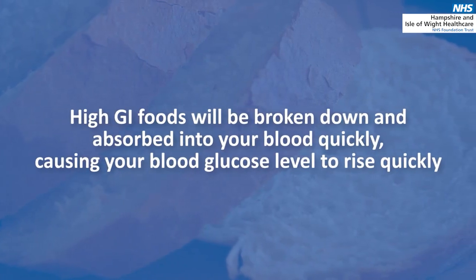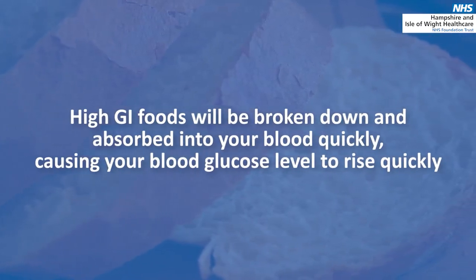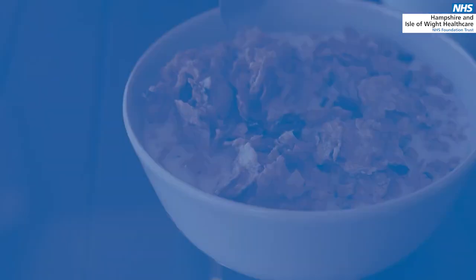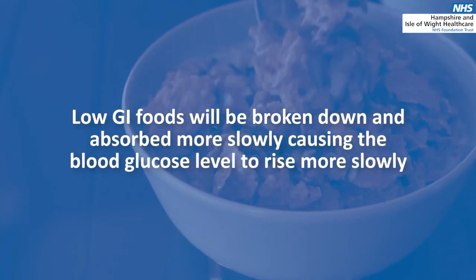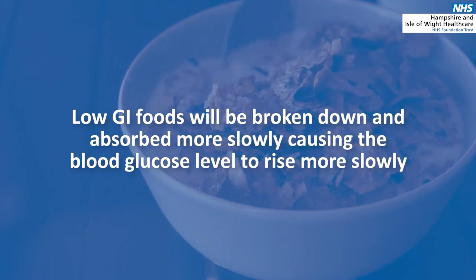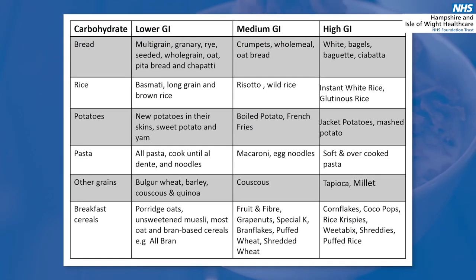High GI foods will be broken down and absorbed into your blood quickly, causing your blood glucose level to rise quickly. Low GI foods will be broken down and absorbed more slowly, causing the blood glucose level to rise more slowly. Here is a table showing some examples of which carbohydrate foods are considered low, medium or high GI.